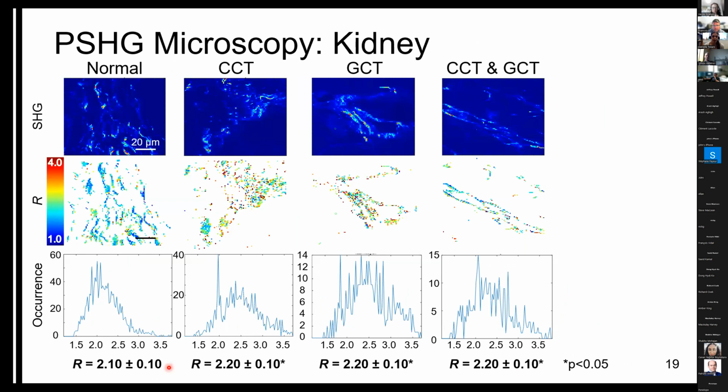Now, I currently have students using PSHG microscopy in my lab to study the changes of the R parameter in other cancers, such as renal cell carcinoma or kidney cancer. And so we are currently studying clear cell type renal cell carcinoma or CCT, granular cell type renal carcinoma or GCT, and then a mixture of the two. And so early analysis shows significant differences between the tumors and the normal tissue, where again, we see greater R values in the tumor tissue.